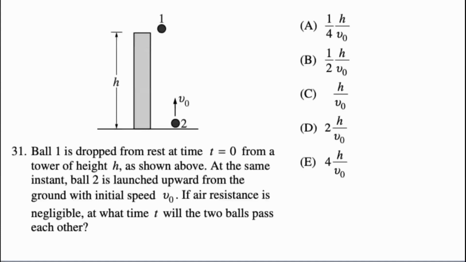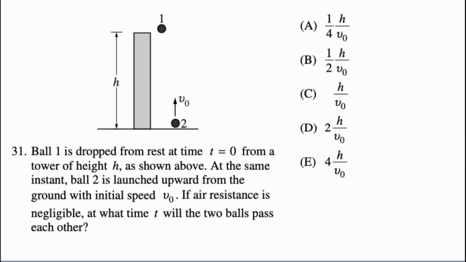31. Ball 1 is dropped from rest at time t equals 0 from a tower of height h as shown above. At the same instant, ball 2 is launched upward from the ground with initial speed v naught. If air resistance is negligible, at what time t will the two balls pass each other? This is a really interesting spin on the kinematics unit.